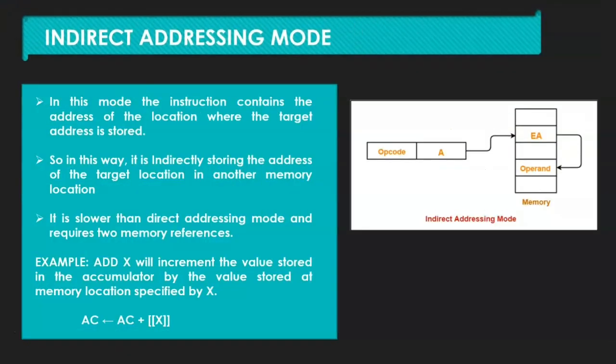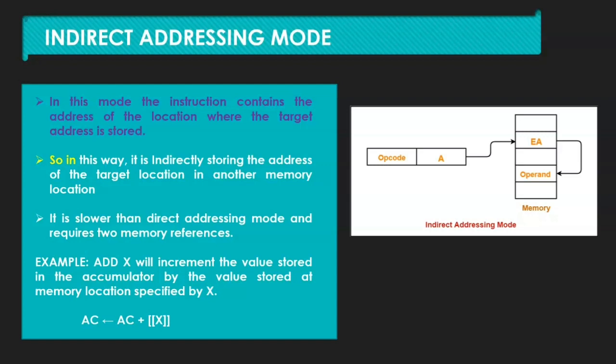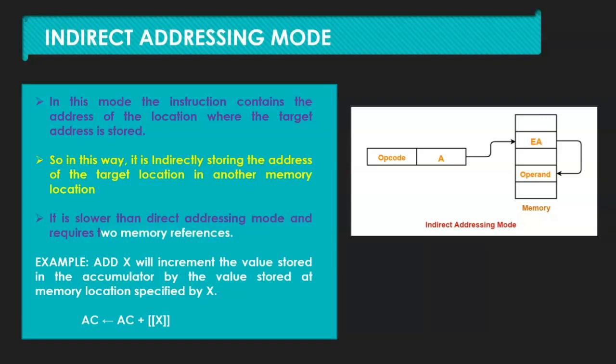In the indirect addressing mode, the instruction contains the address of the location where the target address is stored. So in this way, it is indirectly storing the address of the target location in another memory location. It is slower than the direct addressing mode and requires 2 memory references.